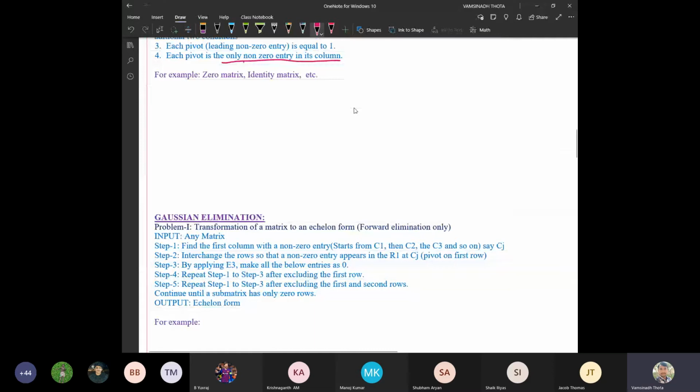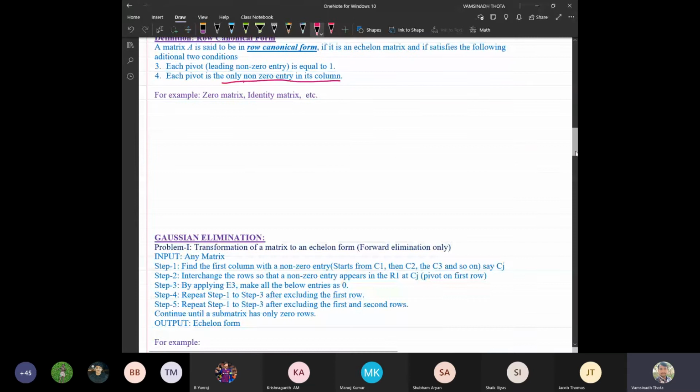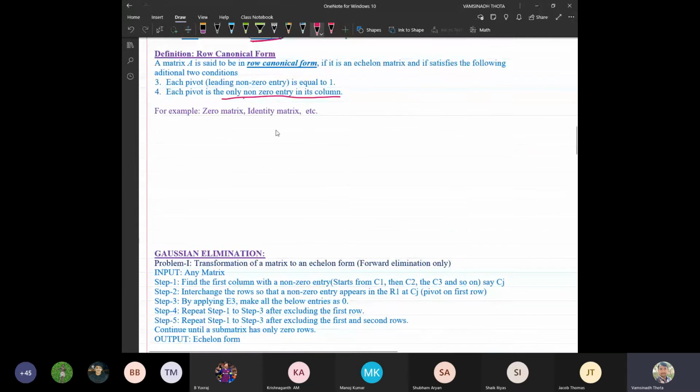For example, what are examples of a row canonical form? The zero matrix. Any zero matrix of any order, we can call it in the row canonical form. Why? Assume that this is a zero matrix of any order, let us say m by n. All the entries are 0 only. Now, is it in the echelon form? Of course, it is in the echelon form. Whatever zero rows are there, all of them are below only. In fact, there are no non-zero rows.